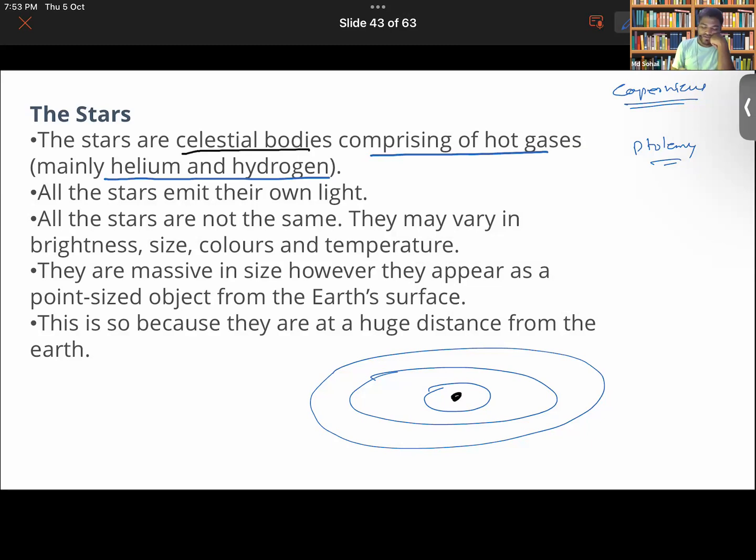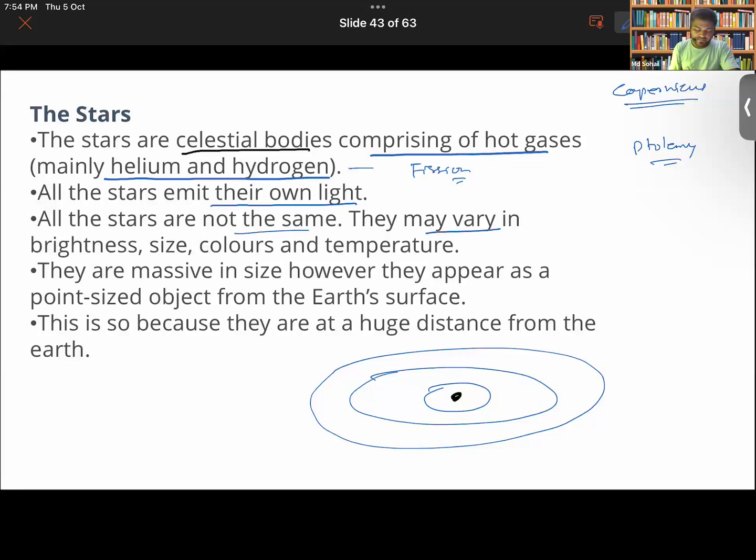All the stars are emitting their own light. There is a fission reaction going on in the stars, due to which heat and light is being emitted. Getting it now? All the stars are not the same.